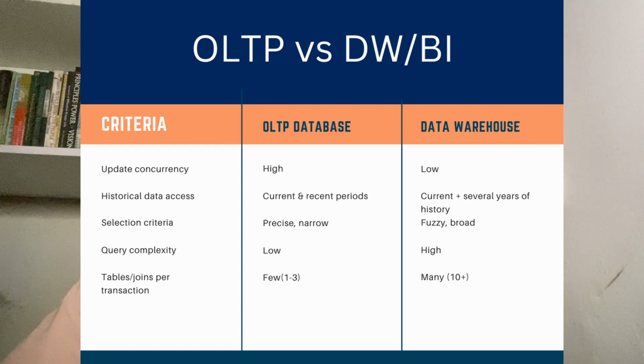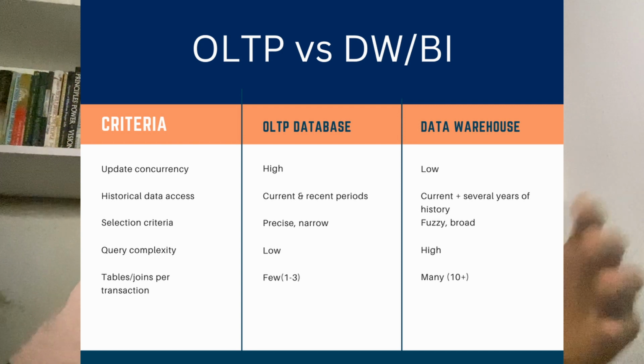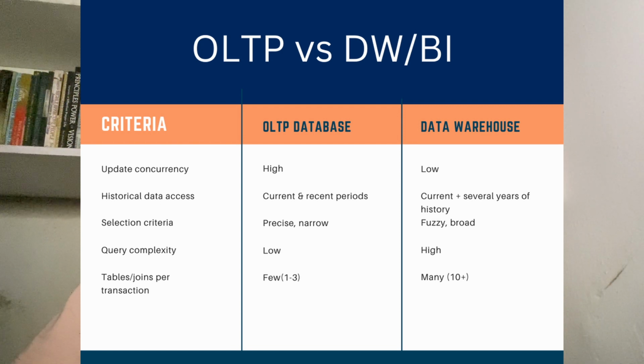And then for selection criteria, OLTP database is precise and narrow. You just select what you want at a particular point in time. And for data warehouses, it is fuzzy and broad. You can get information for so many things, and this is in line with the query complexity. So query complexity for OLTP databases is quite low. You don't need to write deep, complex queries. But for data warehouse, your queries may be complex depending on the business use case, depending on the problem you're trying to solve or the analysis you're trying to get.